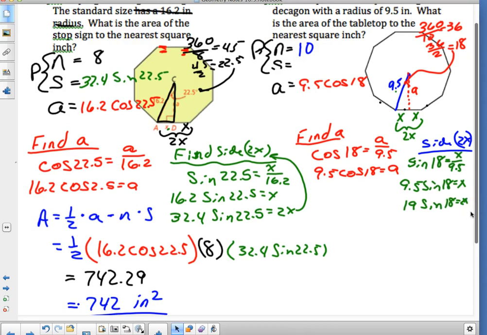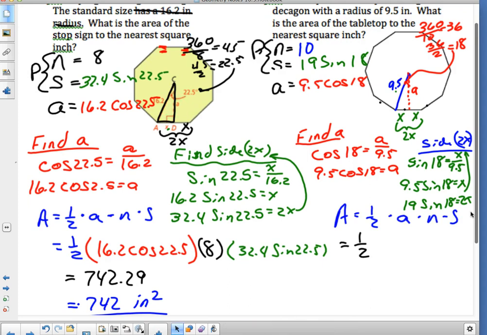As I go through that, let's redo that because that should be a 2x. So you guys know that that's why I'm doing it, that 2x right there. Now, my side is 19 sine of 18. I just plop it into my formula now. Area is equal to 1/2 A N S. I'm stretching it out because I got to use all that.